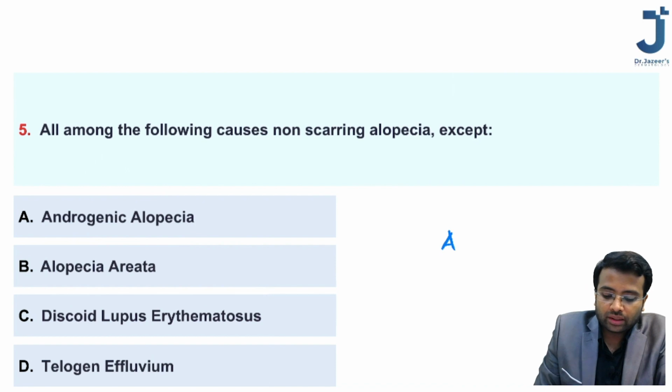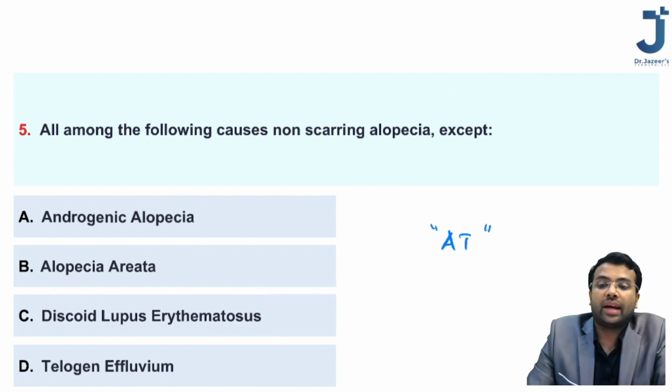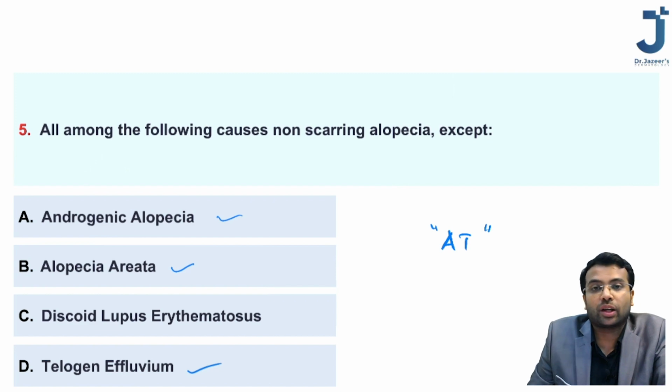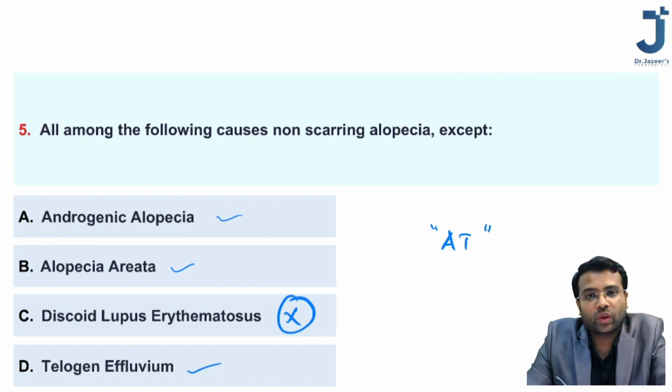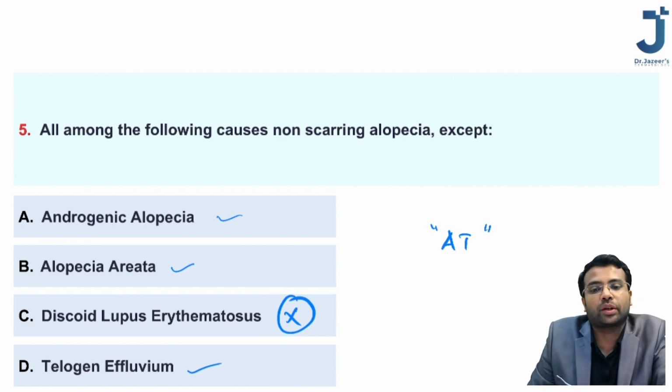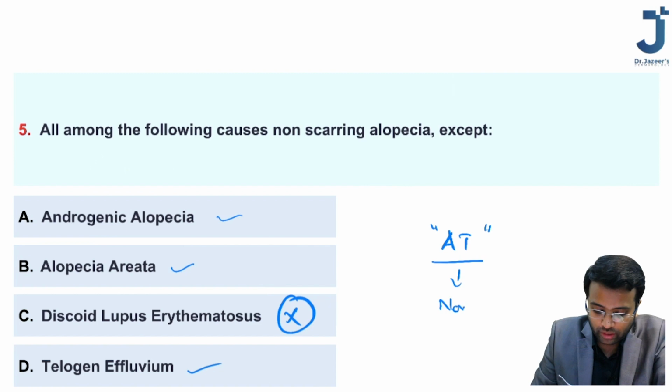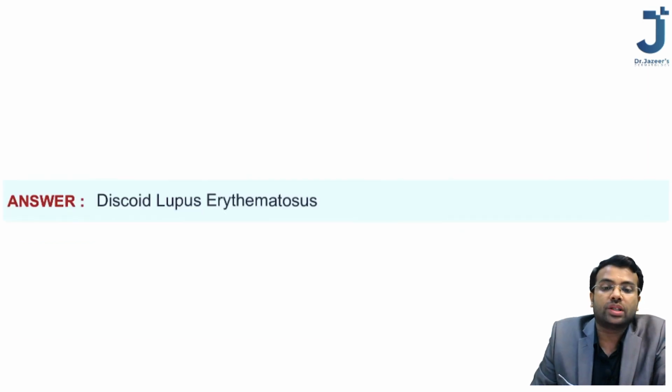Please try to remember that anything that starts with A or T, like androgenic alopecia, alopecia areata, telogen effluvium, all these things are going to be non-scarring kinds of alopecia, and the odd one out here is going to be discoid lupus erythematosus, which is going to be the right answer. In discoid lupus erythematosus, DLE, you may be seeing a scarring type of alopecia. Please remember androgenic alopecia, alopecia areata, anagen effluvium, and all that start with T, like trichotillomania, telogen effluvium, all these are going to show a non-scarring type of alopecia. So this is something that you can remember.